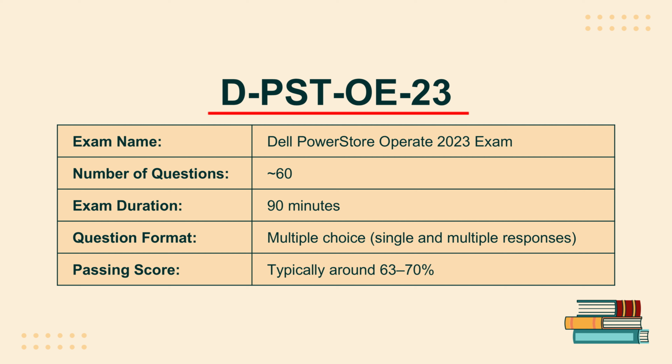Exactly. And our source gives us some basic exam context. There are about 60 multiple choice questions. You get 90 minutes to complete them, and a passing score is somewhere between 63 and 70%. But the real value for us is in the practice questions themselves and the explanations behind the correct answers.